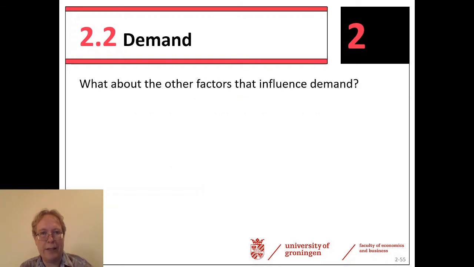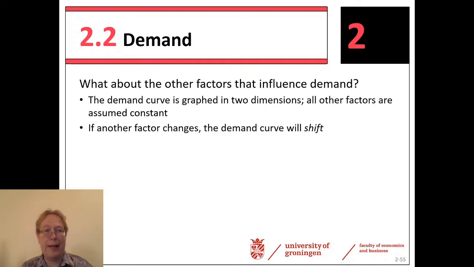What about the other factors that influence demand? Well, I had those lists of other factors, right? I only have 2 dimensions to make my graph, so all other factors are assumed constant. So in other words, if any of those other factors changes, then my demand curve is going to shift, right? I'm not going to move along the demand curve, which happens if the price changes. If the price changes, I just move from one point on the curve to a different point on the curve. But if one of those other factors changes, then my whole curve is going to change. So there will be a shift in my curve.